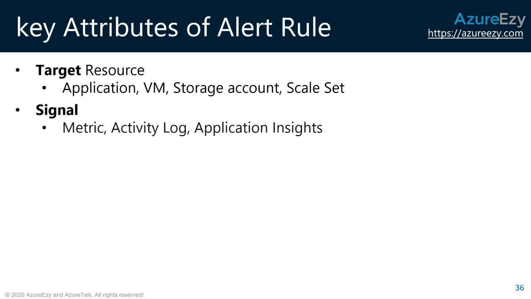And then you have to specify the signal. The signal means what? Here you specify whether to use a metric, the activity log, or Application Insights. Okay, what will be the signal? Then you specify the criteria. Criteria is what criteria it will have, like memory is greater than this, CPU is greater than this, is it responding or not responding? So any criteria you have to specify there.